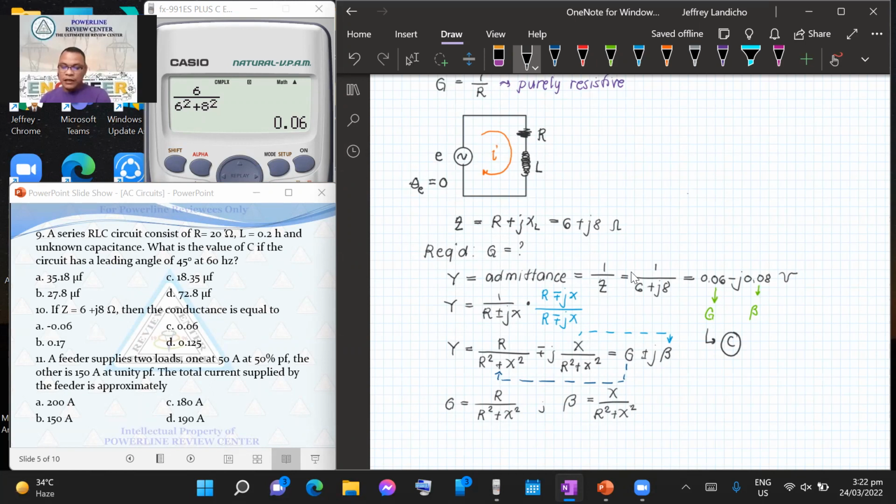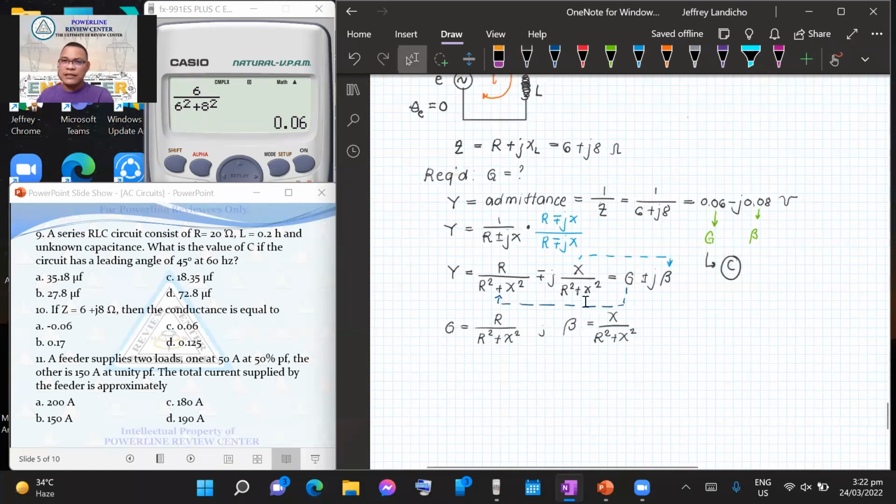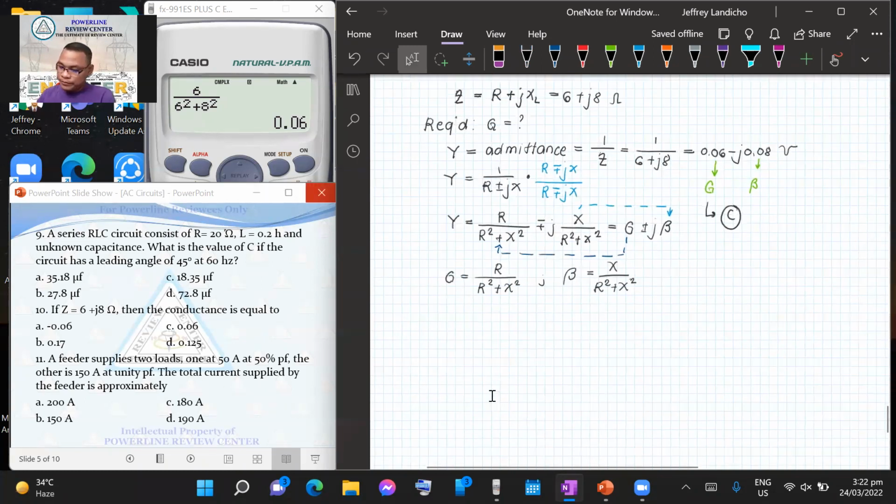Let us try number 11. For number 11, a feeder supply two loads. So, one is 50 ampere at 50% power factor, and the other is 150 ampere at unity power factor. So, based on the value of current in every corresponding load, magkakaiba yan. So, ibig sabihin, meron tayong parallel. Kasi alam natin, kung series yan, iisang current. And since magkaiba yung current, so we have parallel loads.